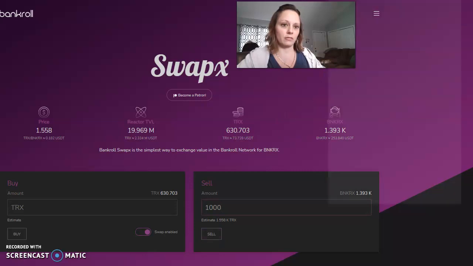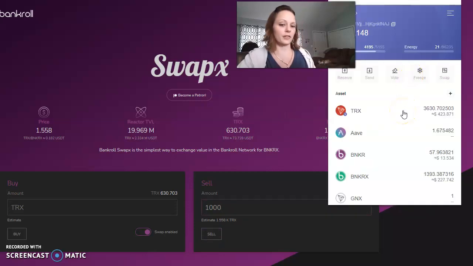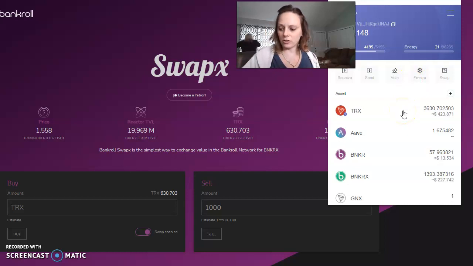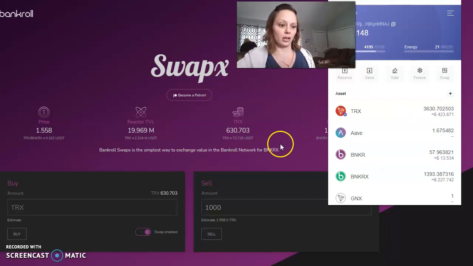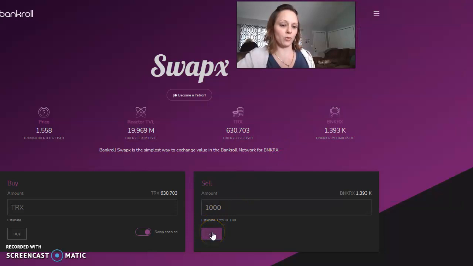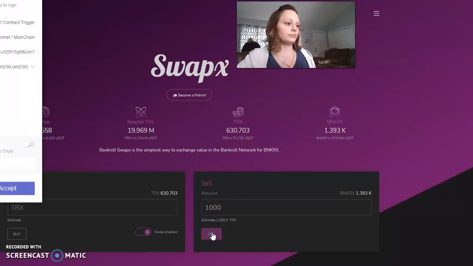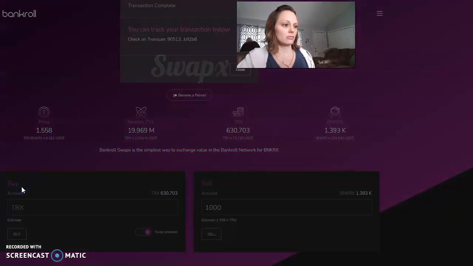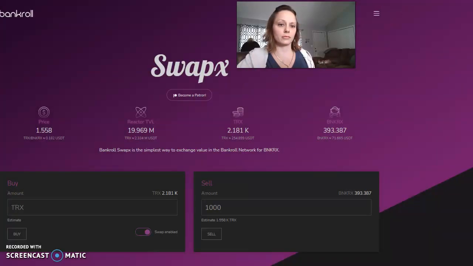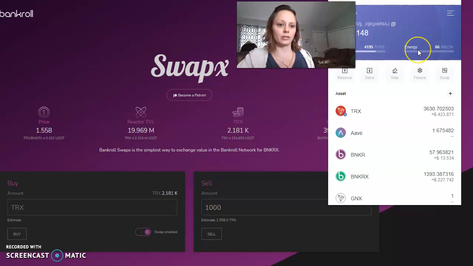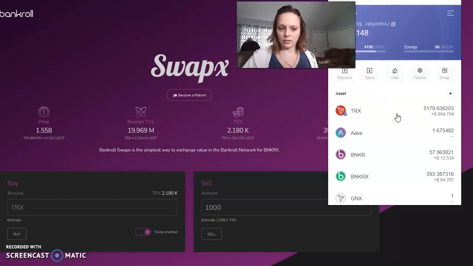So currently I have 3,630 Tron, equivalent to 423 US dollars. And we are now going to make this swap for 1,000 BankerX. We're going to accept the transaction. Let's take a look here. And so that brought us up to 604 US dollars for a total of 5,179 Tron.